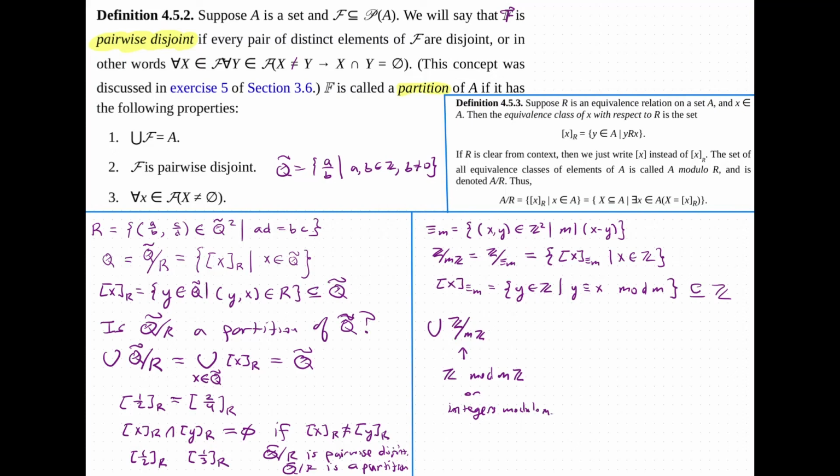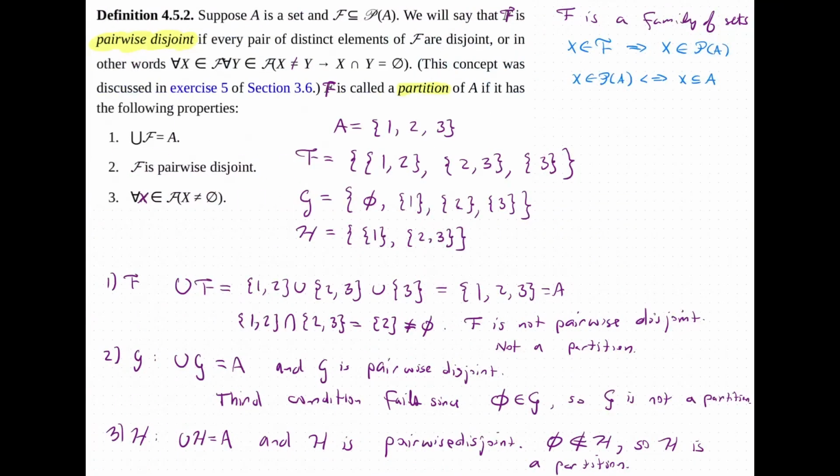So that's a family of sets. When we take the union, we are taking the union of the equivalence classes under the integers modulo m, and this is just equal to the whole set of integers. Now, the pairwise disjoint property in the case of the integers we can see from the division theorem, which tells us that there is a unique remainder.